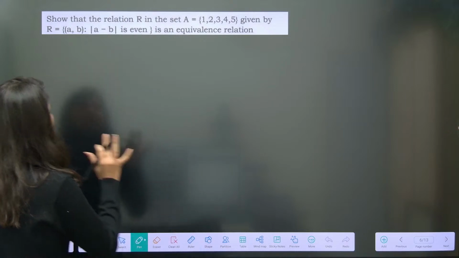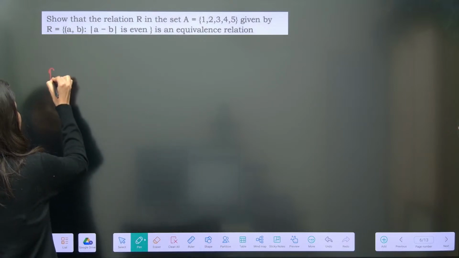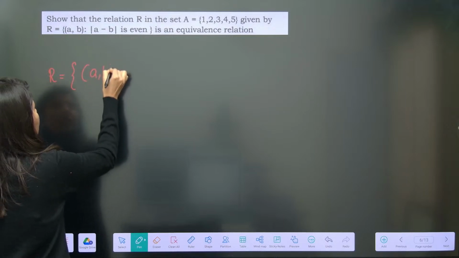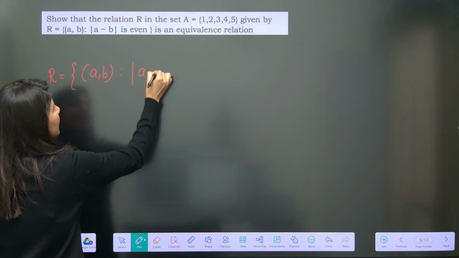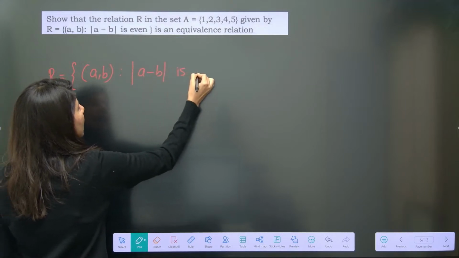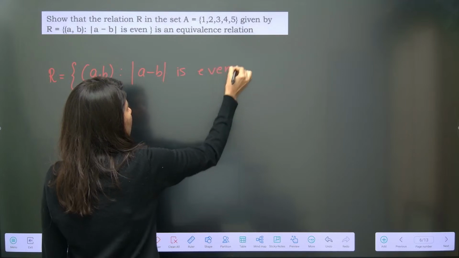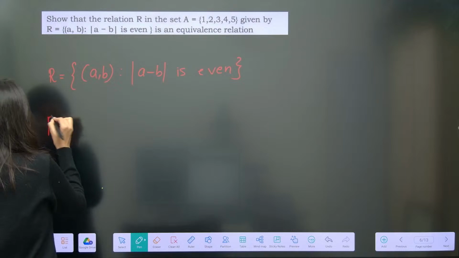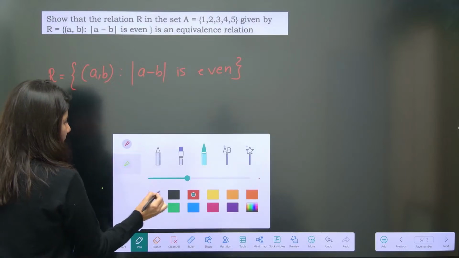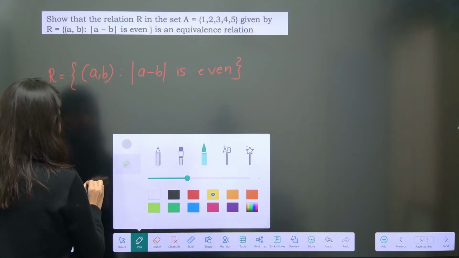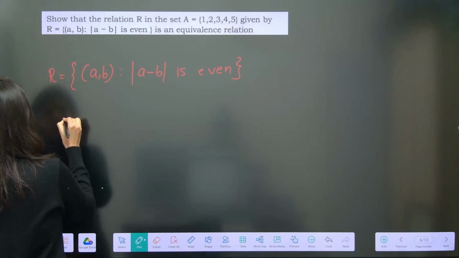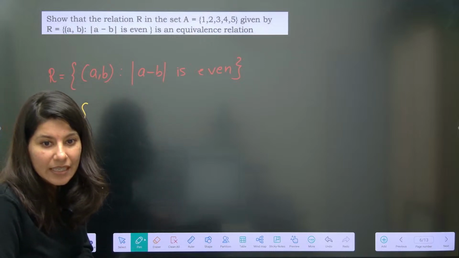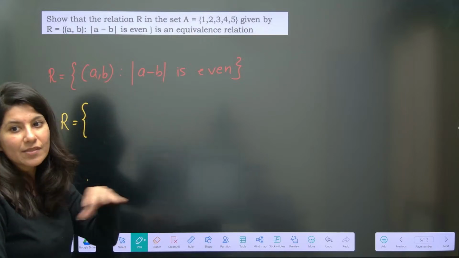First of all, I'll be writing the relation R, which has ordered pairs that fulfill the condition a - b is even. This is your relation, correct? Now let us see what all ordered pairs will sit inside my relation. Can anybody tell me what ordered pairs will sit inside my relation?